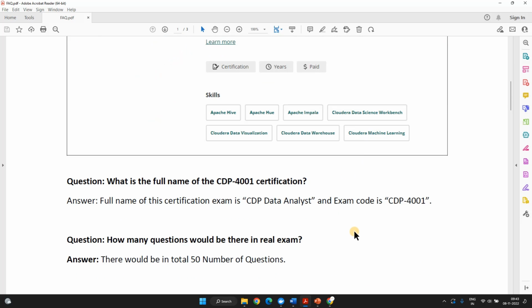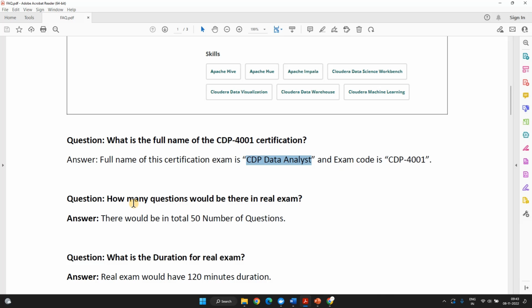Now moving to the next question: what is the full name of the CDP 4001 certification? As we discussed, this is CDP Data Analyst. So you should be well versed with the SQL queries you can write using Impala and Hive, then how to train your machine learning algorithm, and how to utilize the data warehouse system provided by Cloudera. Those basic things you should be aware of.